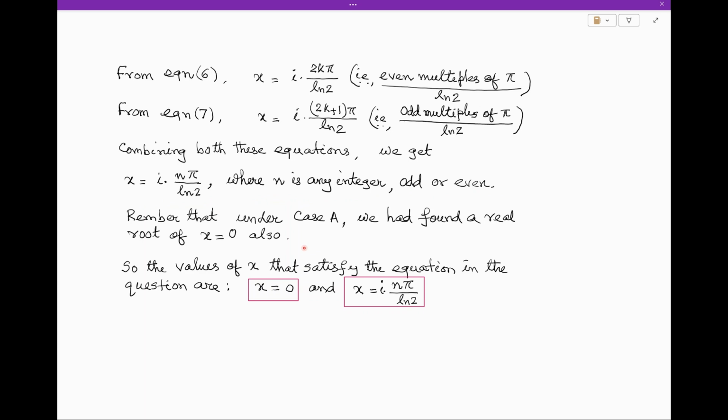Remember that under case A, we had found a real root of x is equal to 0 also. So, the values of x that satisfy the equation in the question are x is equal to 0, that is one real root, and x is equal to i multiplied by n pi divided by natural log of 2, where n is an integer.